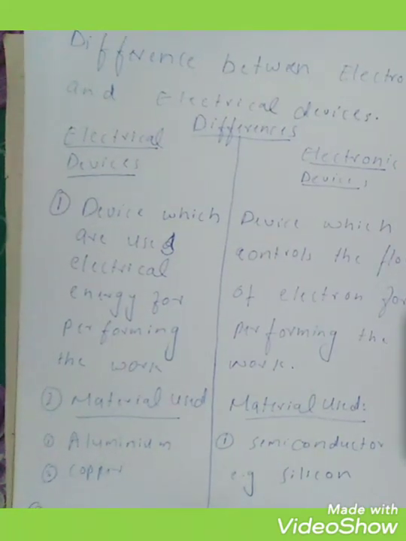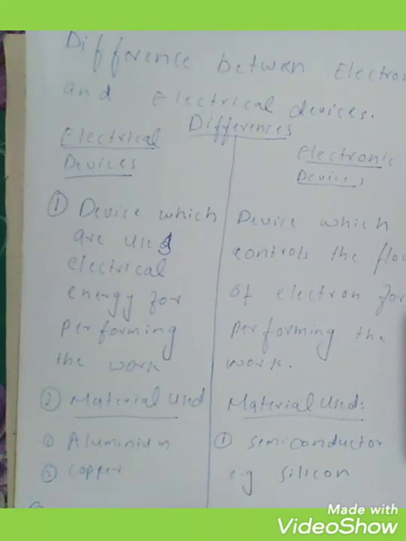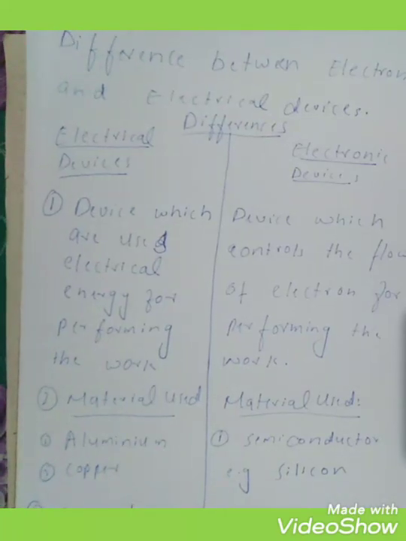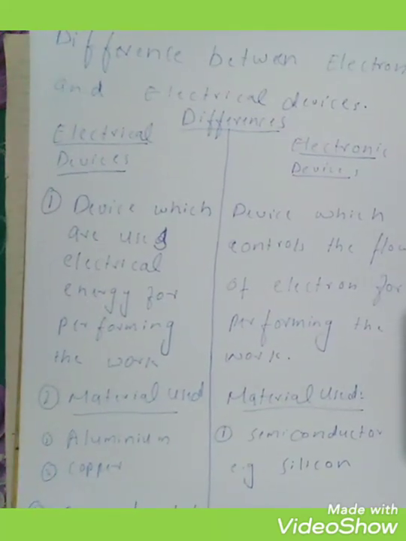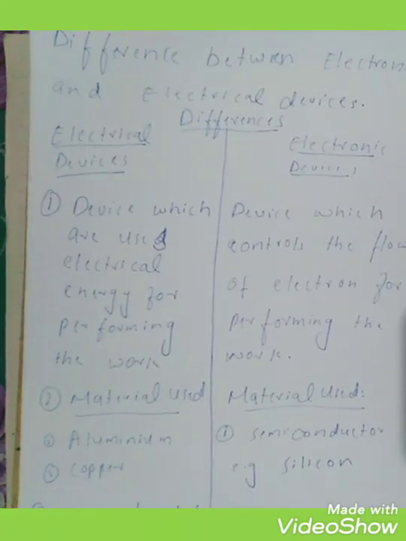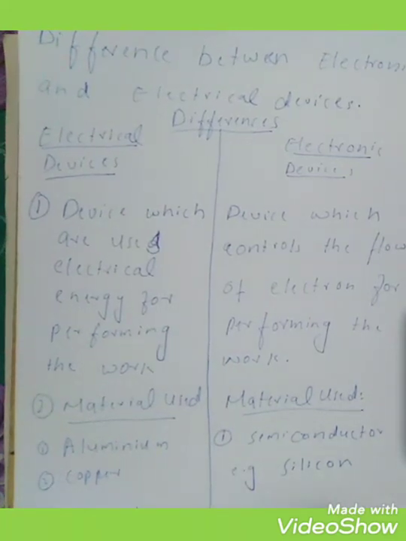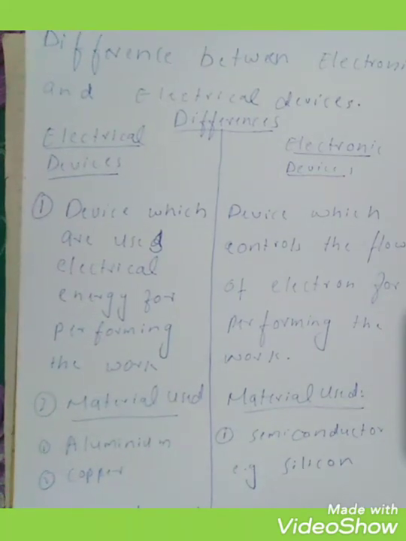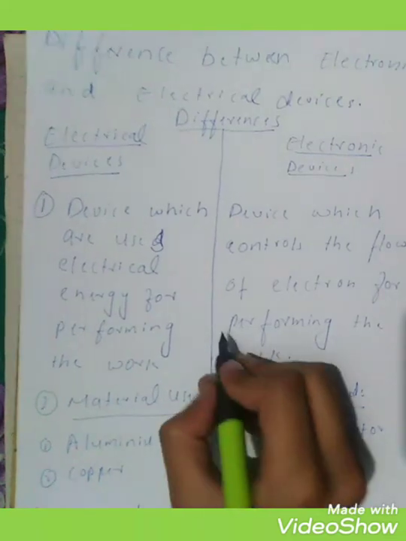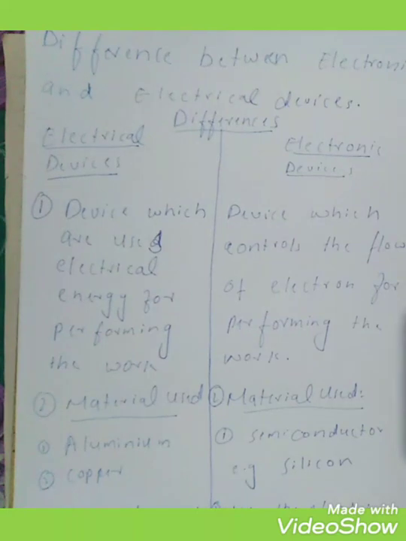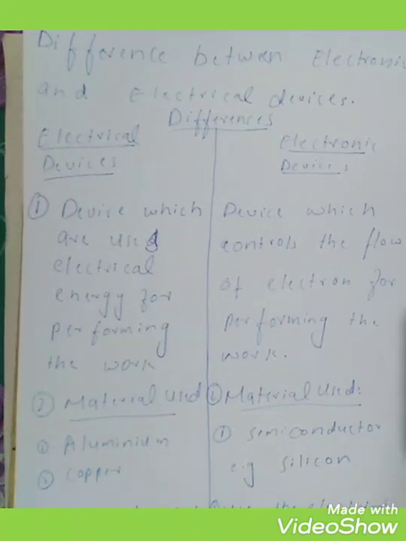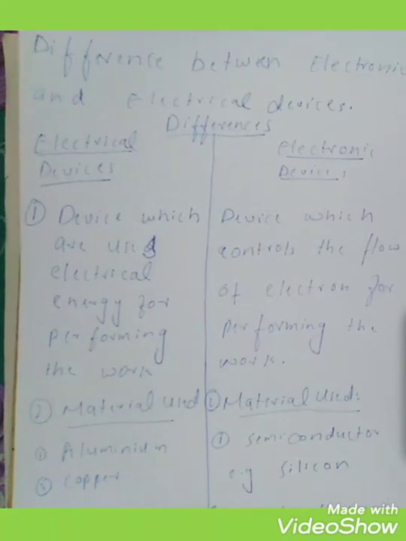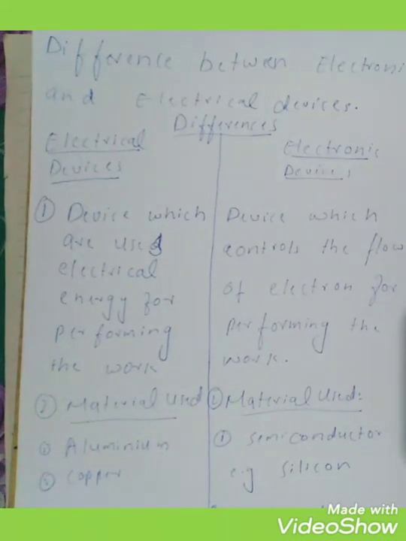Now third: electrical devices convert electrical energy into another form of energy, and electronic devices use the electrical energy for performing the work.